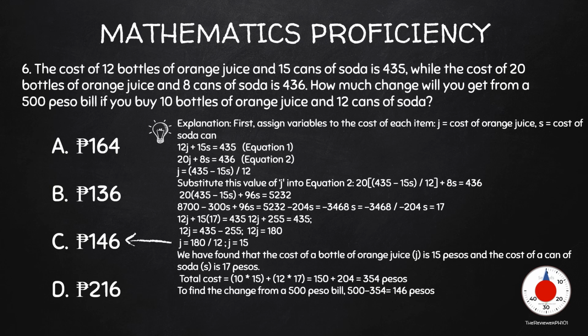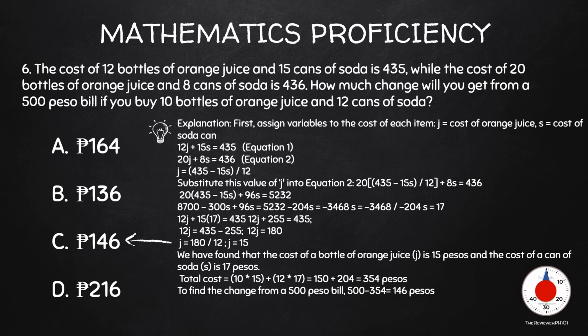Explanation. First, assign variables to the cost of each item. J equals cost of orange juice, S equals cost of soda can. 12J plus 15S equals 435, equation 1. 20J plus 8S equals 436, equation 2. J equals (435 minus 15S) divided by 12. Substitute this value of J into equation 2: 20 multiplied by (435 minus 15S) divided by 12 plus 8S equals 436. S equals 17.